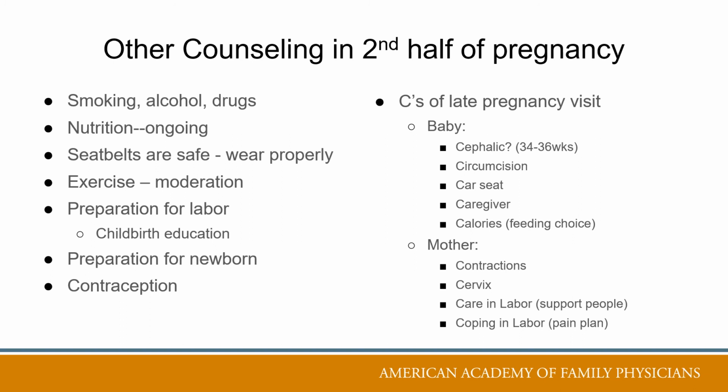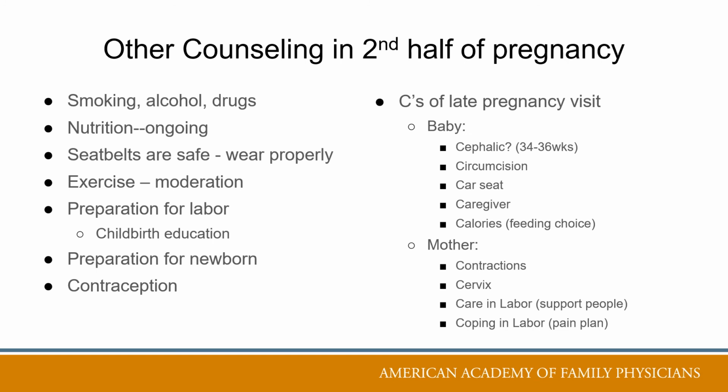smoking, using alcohol or drugs, and get them appropriate support and treatment. If there is a concern about nutrition, we want to continue to address nutritional needs. We want to think about safety of seatbelts. Are they being worn properly? Exercise. Is the patient continuing to exercise in moderation, exercising too much or too little? We think about preparation for labor and connecting patients to childbirth education, including hospital resources where appropriate.